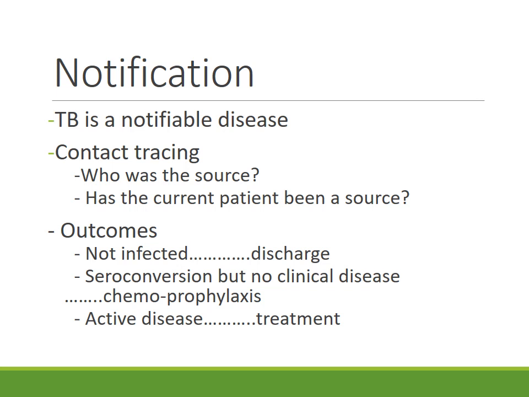Notification. TB is a notifiable disease and contact tracing is very important. Who was the source? Has the current patient been a source? Outcomes: not infected patients are usually discharged. Those whose tests have seroconversion but no clinical disease are given chemoprophylaxis. Active disease is always treated.